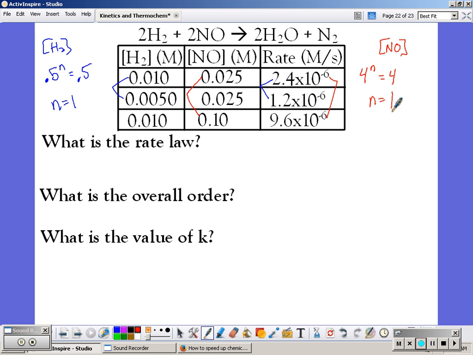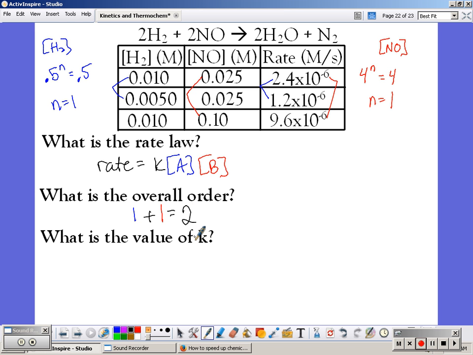So to write the rate law, we would say rate equals K times A to the first times B to the first. To figure out the overall order, we would say 1 plus 1 equals 2. So the overall order is 2.